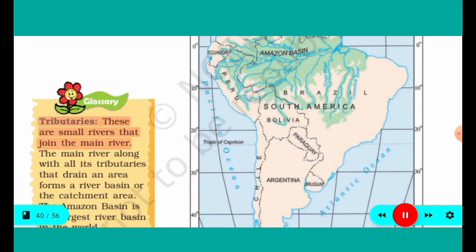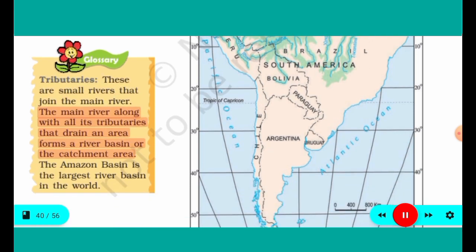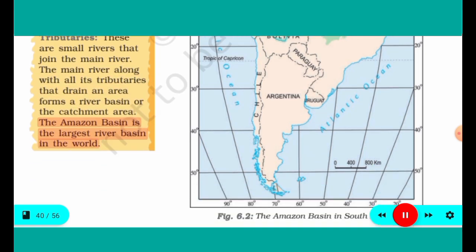Tributaries. These are small rivers that join the main river. The main river along with all its tributaries that drain an area forms a river basin or the catchment area. The Amazon basin is the largest river basin in the world.